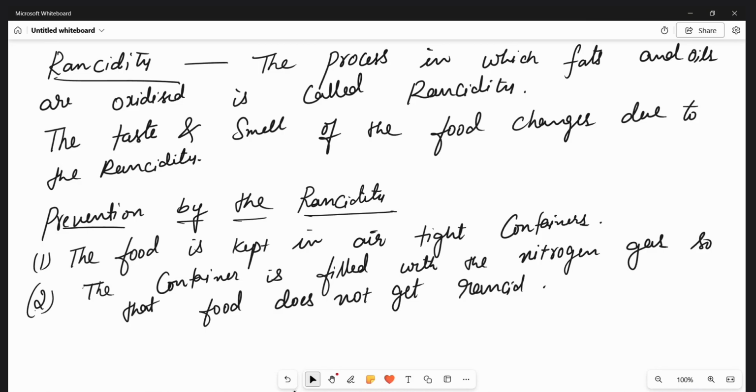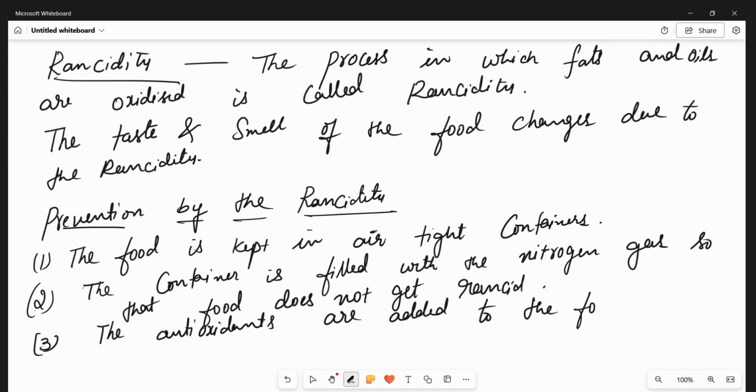The other method is what? You can add antioxidants to the food. When you add antioxidants, it does not get rancid.